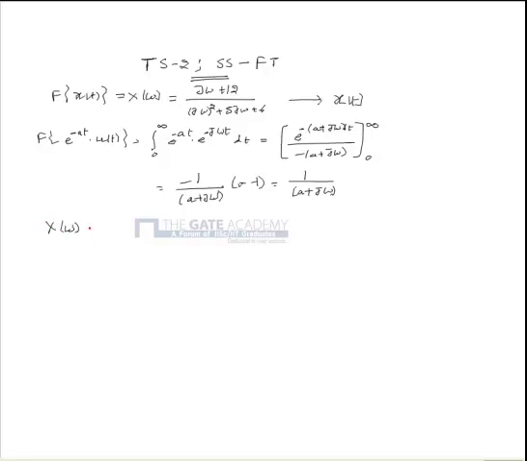So let us take X of omega, which is given as (j omega plus 12) divided by ((j omega) whole square plus 5j omega plus 6). This can be further written as (j omega plus 12) divided by (j omega plus 2) multiplied by (j omega plus 3). On splitting this into partial fractions, it can be written as 10 by (j omega plus 2) minus 9 by (j omega plus 3).